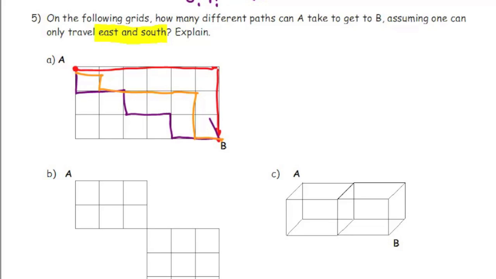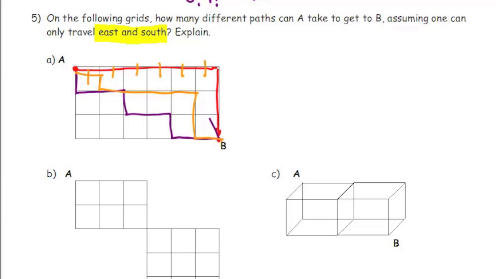Now, the question made it very clear that we can only travel east and south. So you can't go backwards, you can't go up, you have to go to the right, and you have to go down, and that's the only way you can do it. And I promise you that almost every single question of this type will involve a very direction-based way to go. So you won't ever have to deal with the situation that you're going backwards.